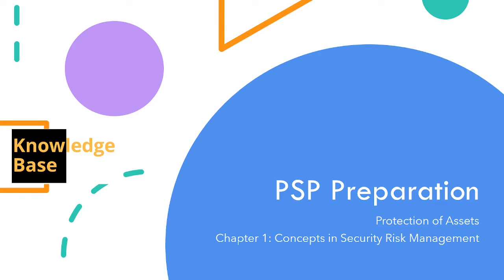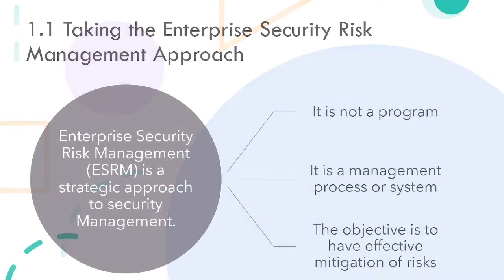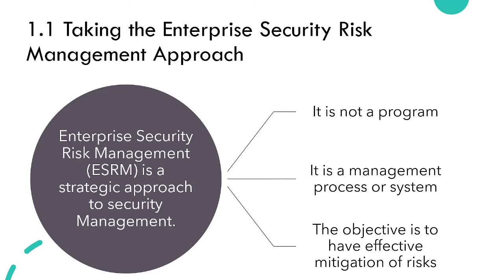In this session, I will cover Chapter 1, Concepts in Security Risk Management from the Protection of Assets POA book. This is your main resource if you are preparing for the Physical Security Professional PSP certification from ASIS International. The first chapter talks about Enterprise Security Risk Management, ESRM, as an approach to the process of managing security.